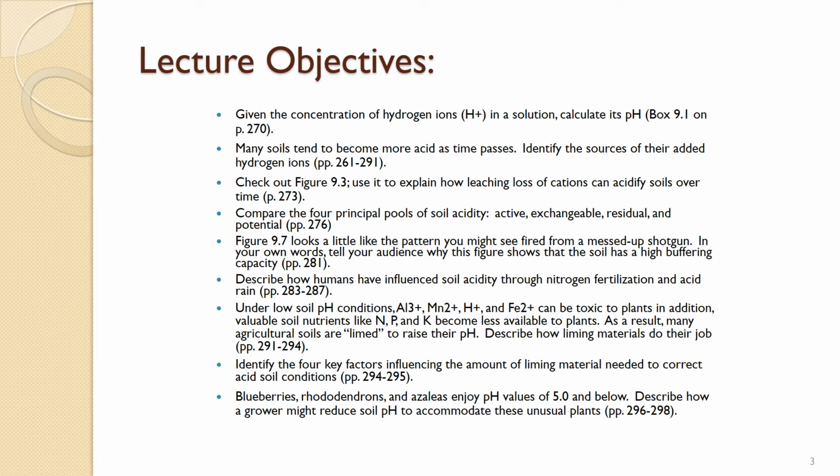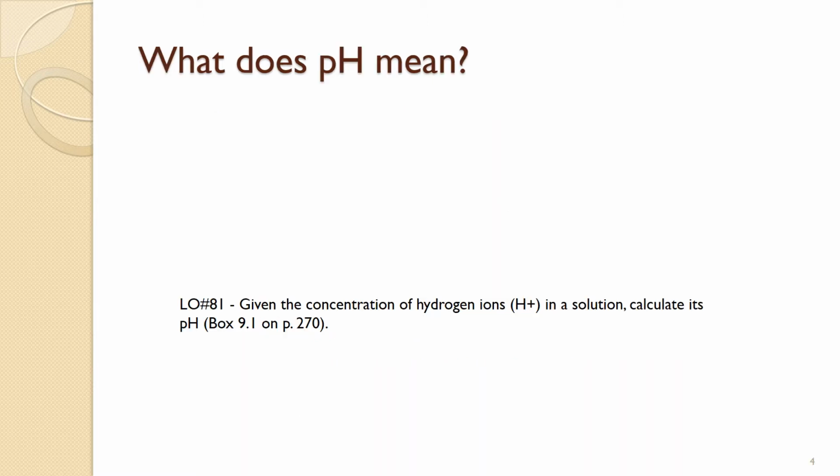We're going to identify four key factors influencing the amount of liming material needed to correct acidic soil conditions. And we're going to talk about some of the plants that naturally enjoy acidic soil conditions as well.